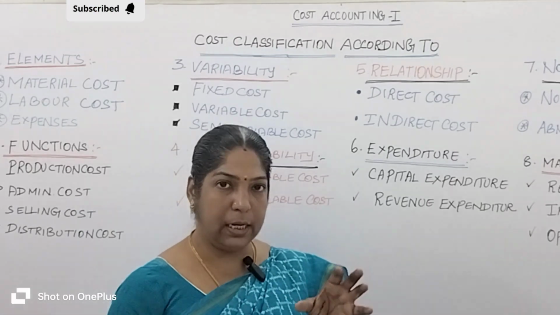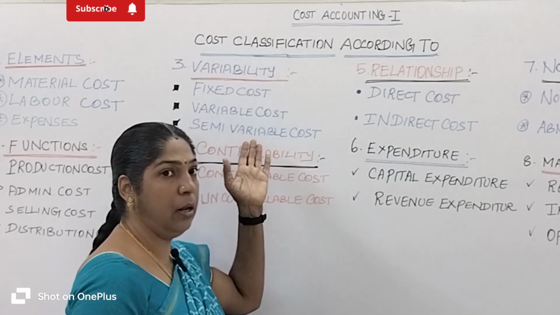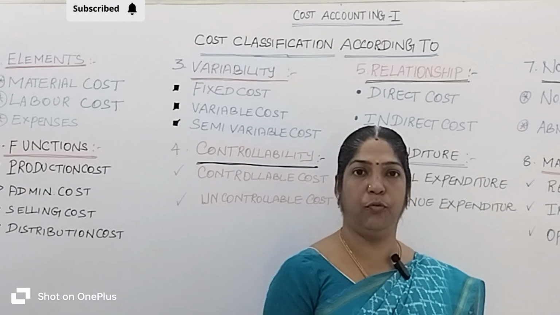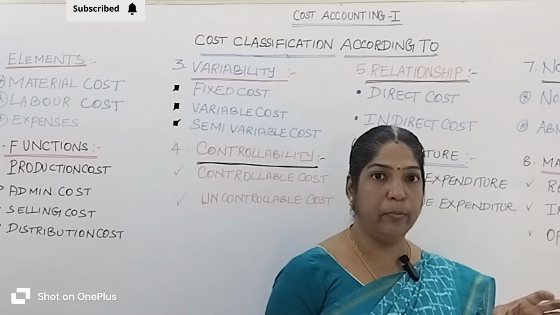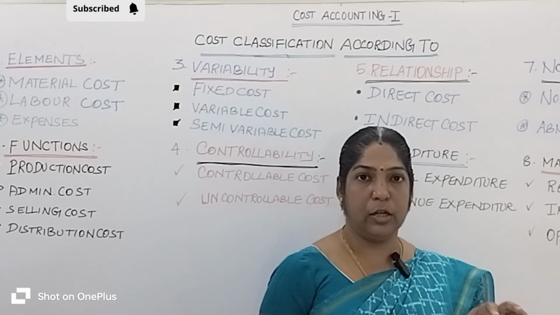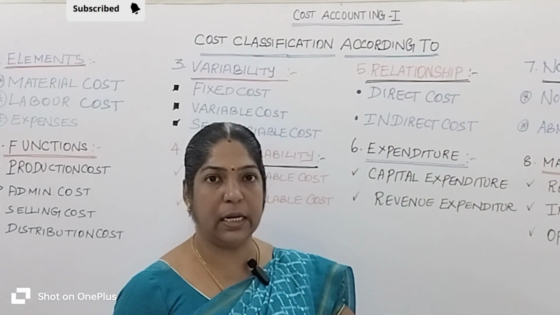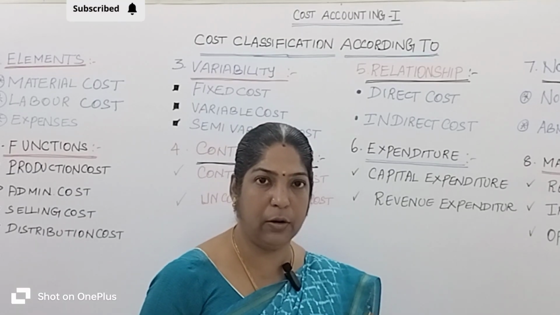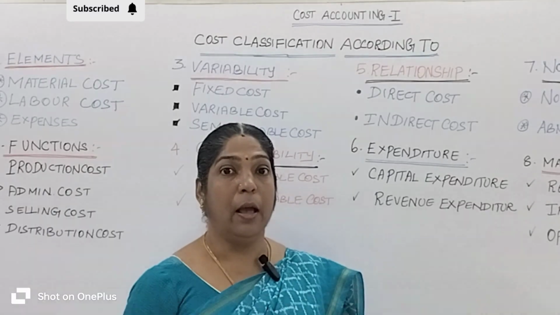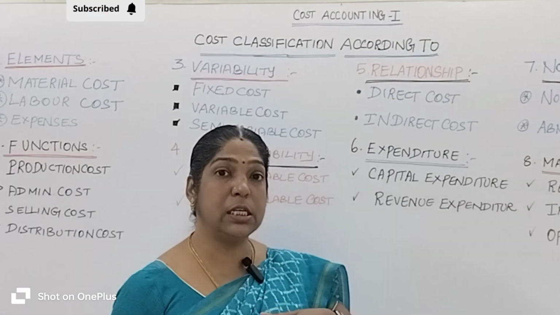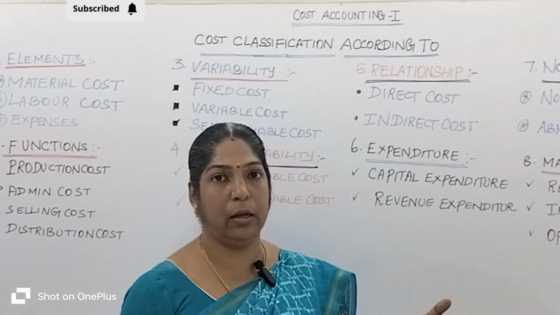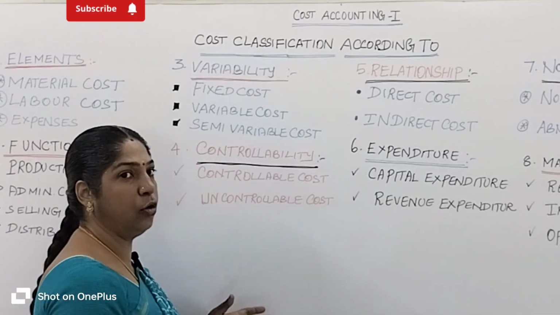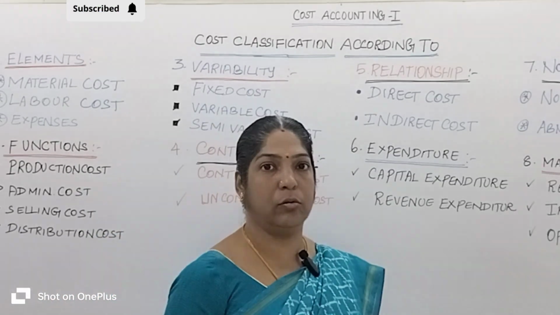Got the point? Let's take the telephone bill as an example of semi-variable cost. The minimum monthly charge in the telephone bill is fixed, but the extra charges increase when we use more calls, according to your usage of the calls.